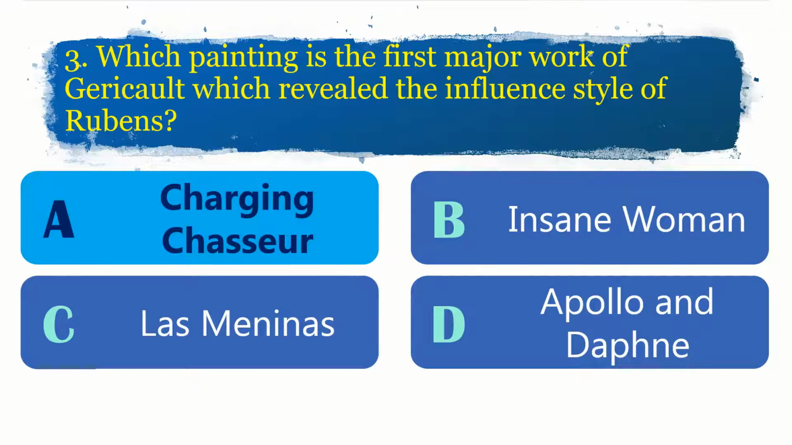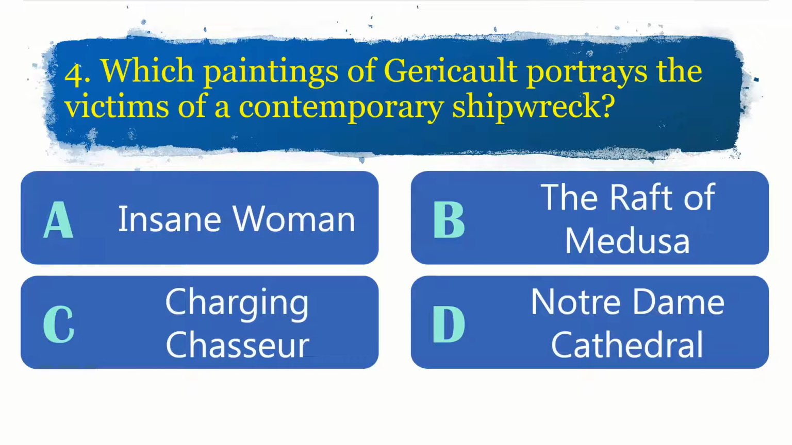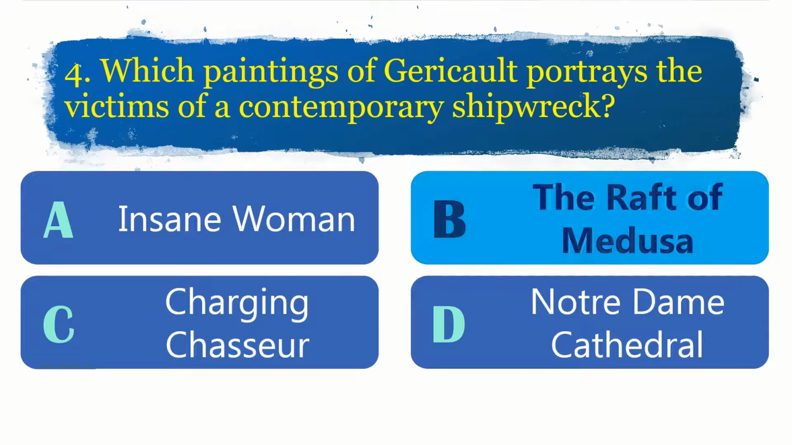Charging Chasseur. 4. Which painting of Géricault portrays the victims of a contemporary shipwreck? A. Insane Woman. B. The Raft of the Medusa. C. Charging Chasseur. And D. Notre Dame Cathedral. The correct answer is B.